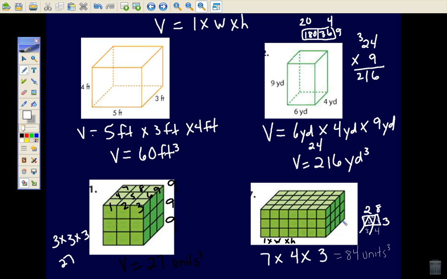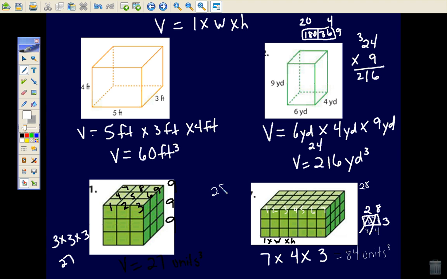Now I can check myself by just adding up the cubes themselves. So I have 1, 2, 3, 4, 5, 6, 7, 8, 9, 10, 11, 12, 13, 14, 15, 16, 17, 18, 19, 20, 21, 22, 23, 24, 25, 26, 27, 28. So there's 28 per layer. There's 3 layers. That's where I got that 28 times 3.